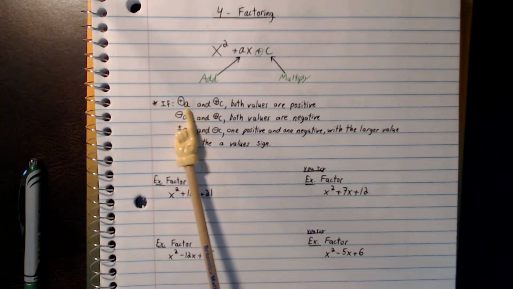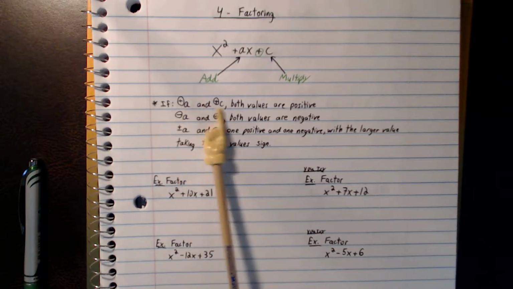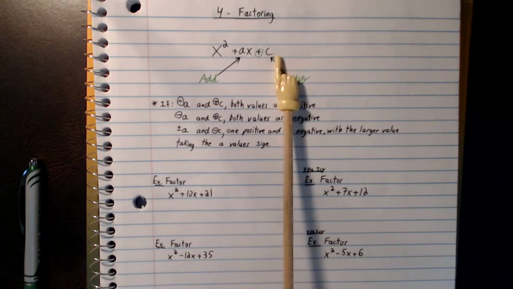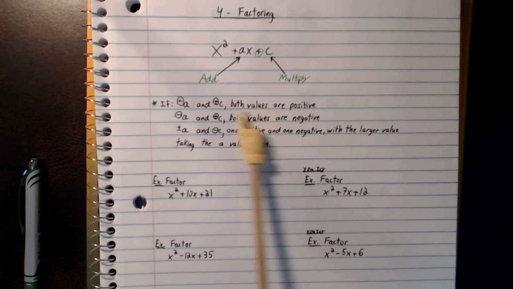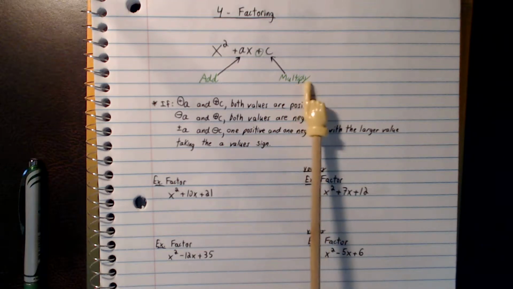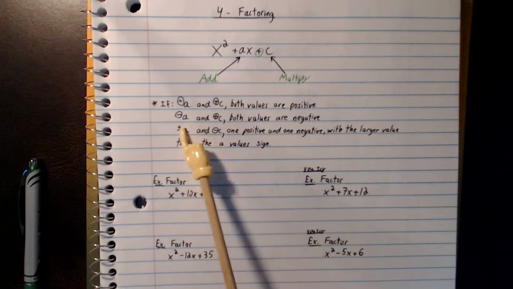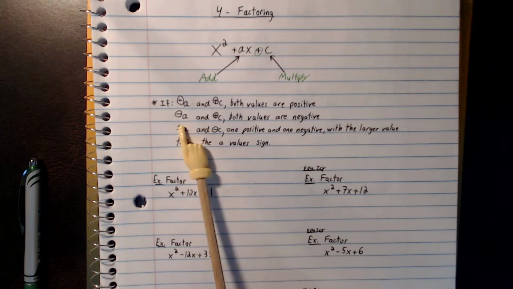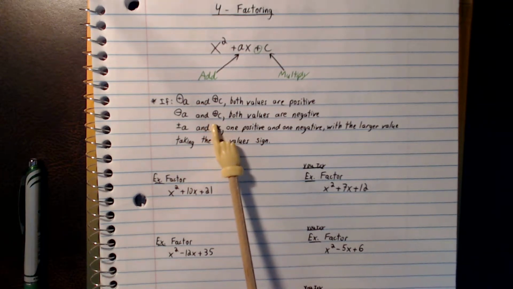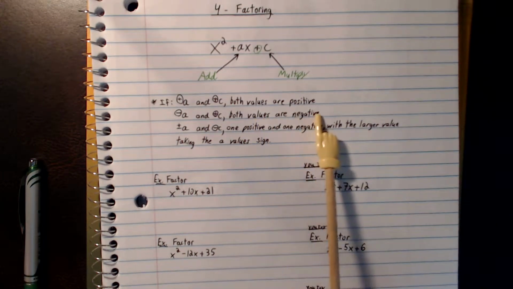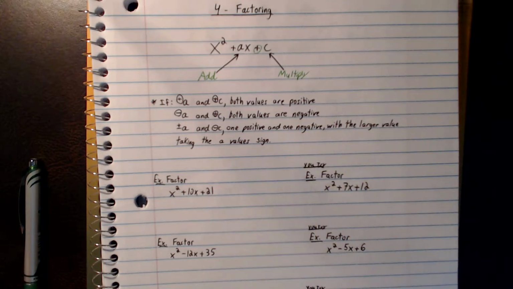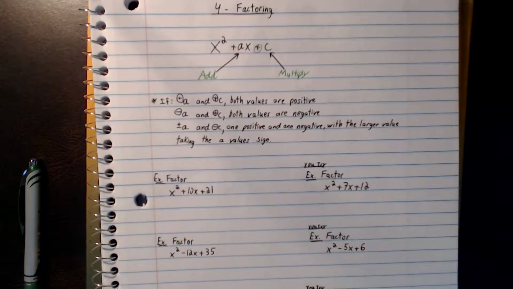If your A and your C term both happen to be positive in this expression here, then we know that both of our values that we choose to multiply and then add will have to be positive. If your A term is negative, but your C term is positive, then that means that both values are going to be negative factors.